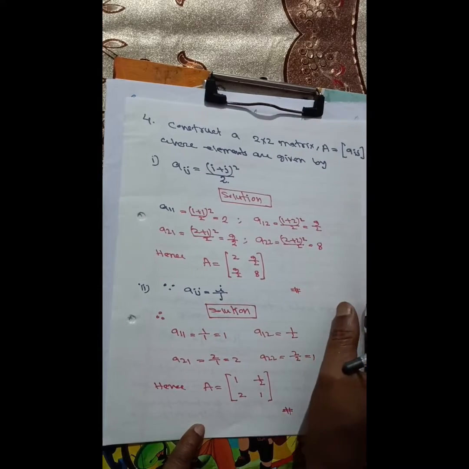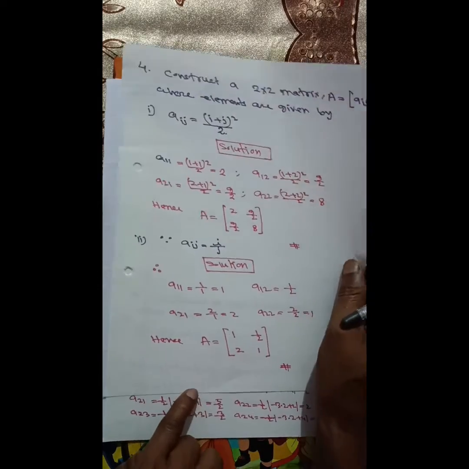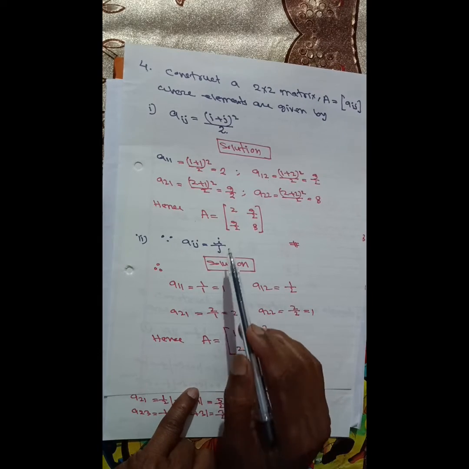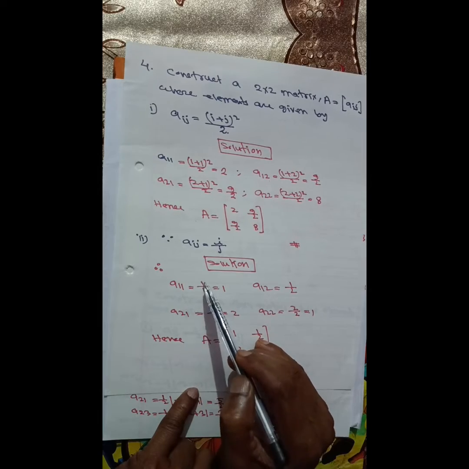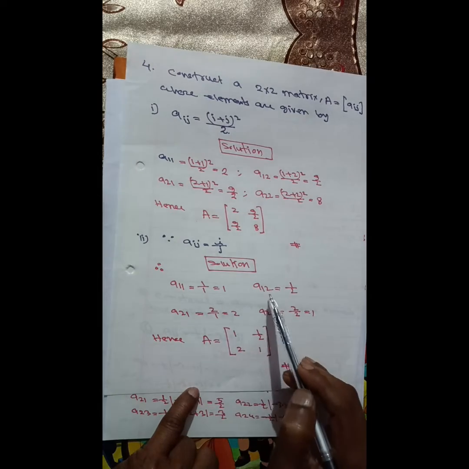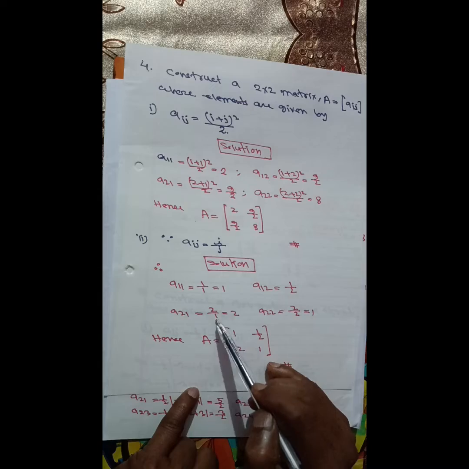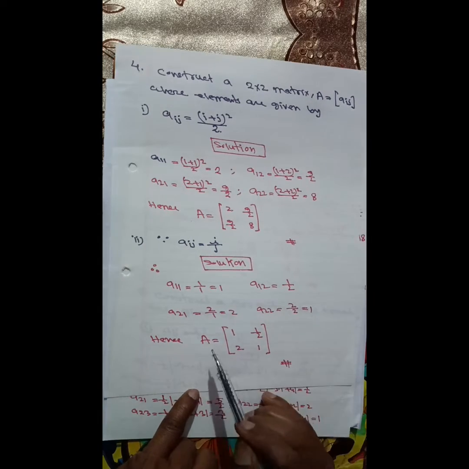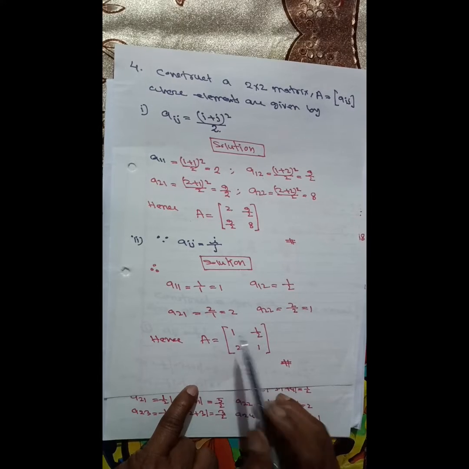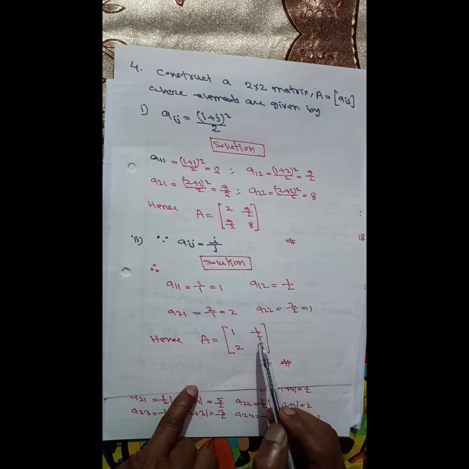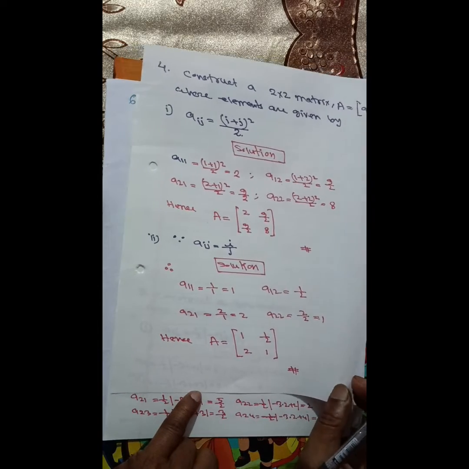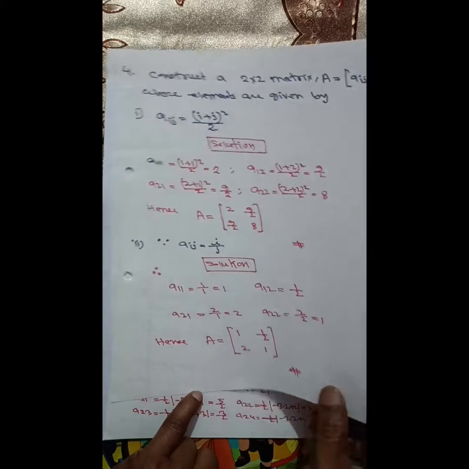Next, another question is given where aij equals i by j. If we put a11, it is 1 by 1, that is 1. a12 is 1 by 2. a21 is 2 by 1, that is 2. a22, that means 2 by 2, is equal to 1. If we put the elements in the form of a matrix, then we get A equal to 1, 1 half, 2, 1. That is a simple question, which gives a 2 by 2 square matrix.